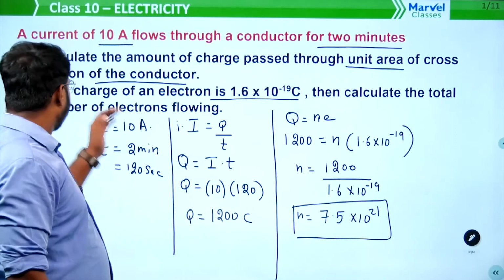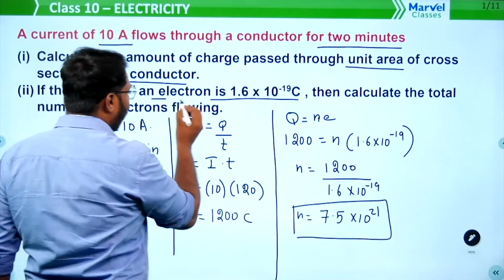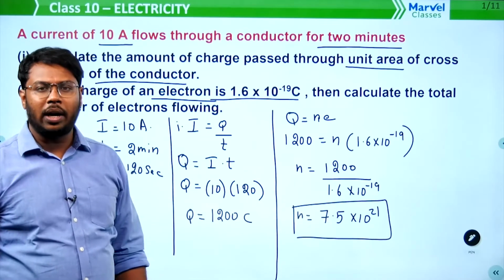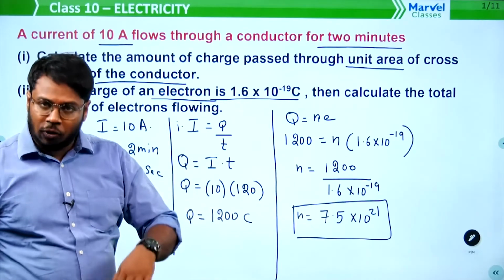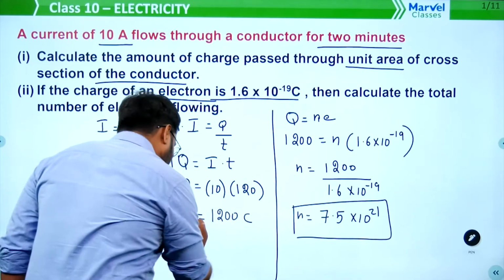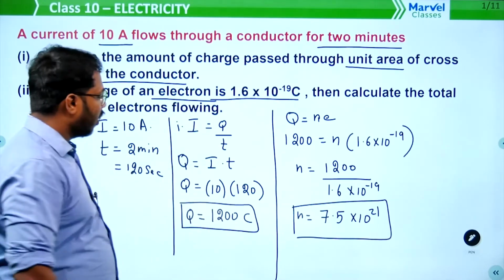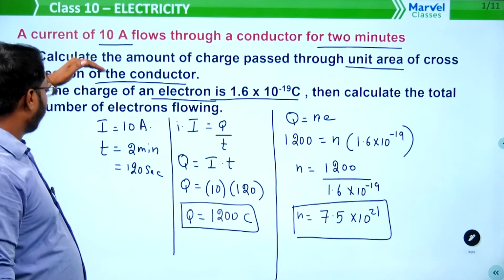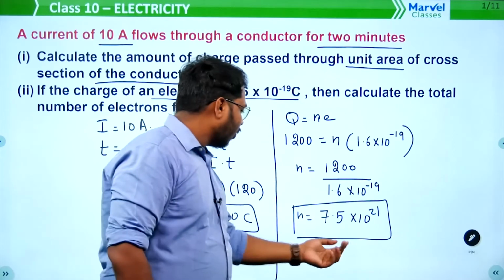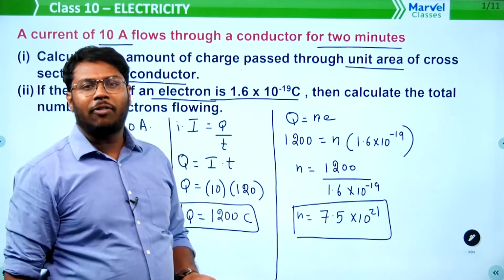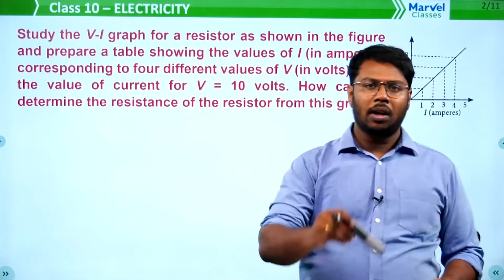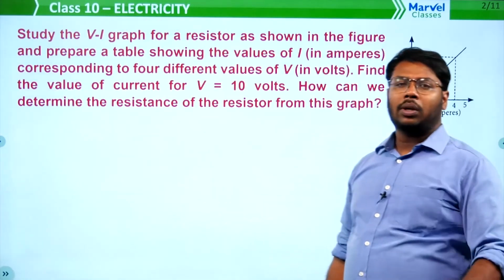Here they are talking about electrons. So 7.5 into 10 power 21 electrons have to flow in 2 minutes to produce this much charge, as we have found. So, for the first subdivision, 1200 coulomb is the answer, and for the second subdivision it is 7.5 into 10 power 21.